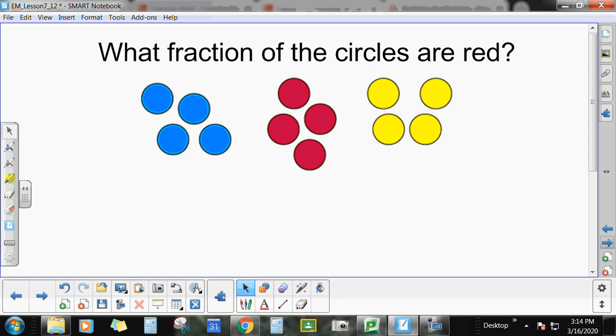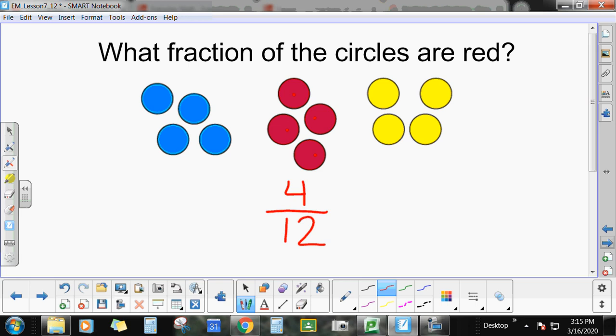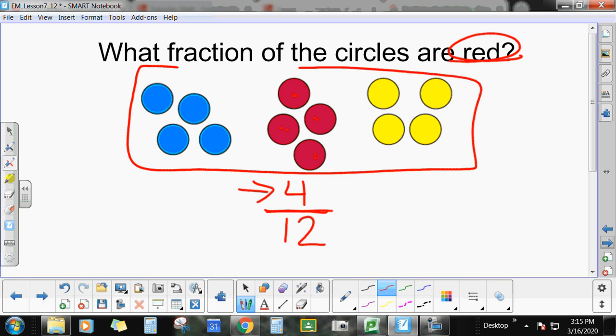All right, how many of you came up with the fraction 4/12? Okay, 4/12 would be an accurate fraction. If you didn't come up with 4/12, how do you think I came up with 4/12? Knowing what you know about fractions, I want to know how many are red, and looking at it, I can see that there are 4 that are red. Then remember what my denominator is. My denominator is the total number. So how many circles do I have all together? Okay, and all together I have 12. So 4 out of the 12 circles are red.